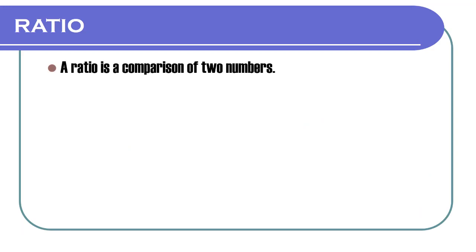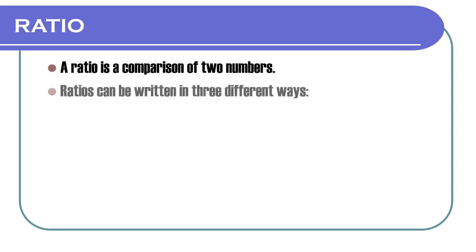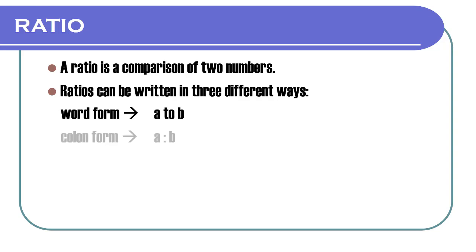Ratio is a comparison between two numbers. Ratio can be written in three different ways. The first is word form. You can write it as A to B. The second is colon form. You can write using the symbol of division, A colon B. To read this, it is the same. We can read it as A to B.